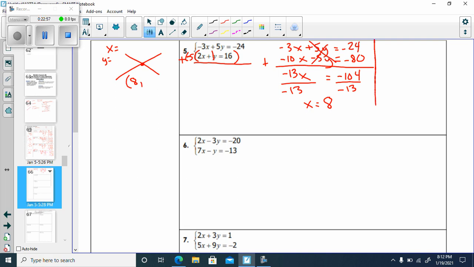How do we find our y? We substitute it into either equation. Doesn't matter which one. I'm going to go to the bottom one simply because it looks easier. 2x plus y equals 16. If my x is 8, that's 2 times 8 plus y is equal to 16. 2 times 8 is 16. 16 plus y is equal to 16. Let's subtract 16 from either side, and y is equal to 0.